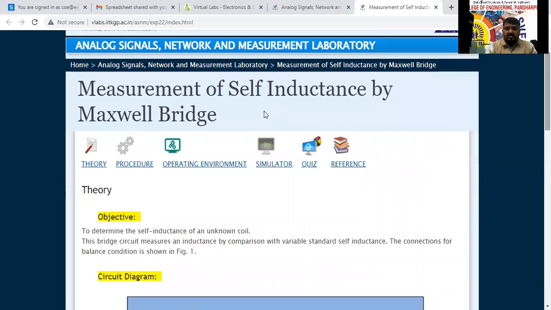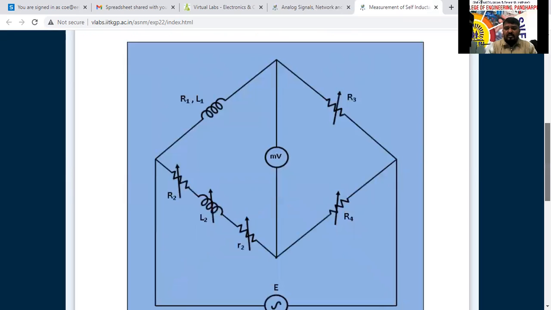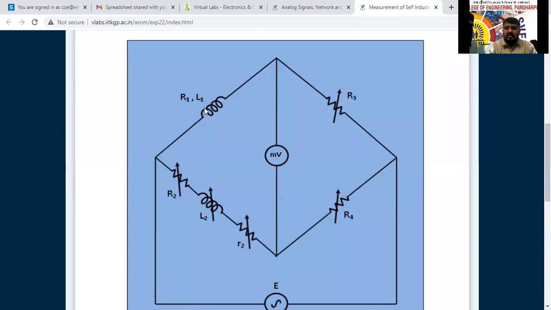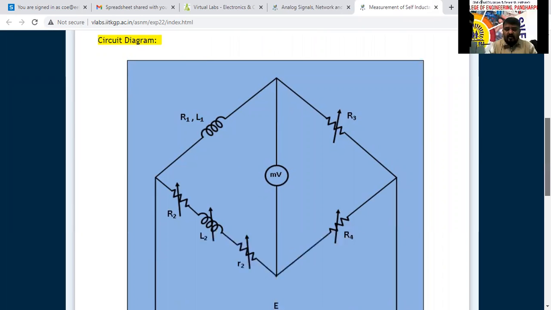See here, measurement of self-inductance by Maxwell bridge. The main objective of this experiment is to determine the self-inductance of an unknown coil. This is the unknown coil we are using, and we have to identify the inductance of this coil. The theory part we have already discussed.